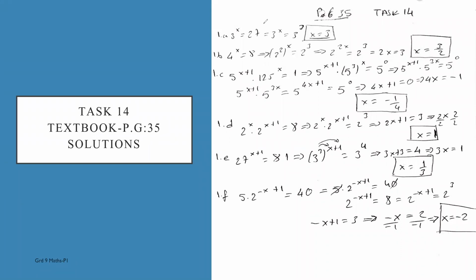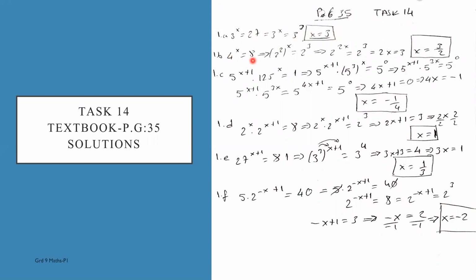Let's do this question. Guys, question 1 says 3 to the power of x equals 27. Guys, 27 is a whole number. I'm going to write it as an exponent. It becomes 3 to the power of 3. Now I have the same bases, so x will be equal to 3.